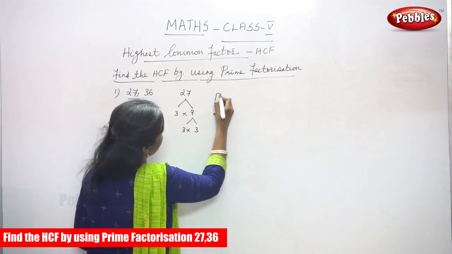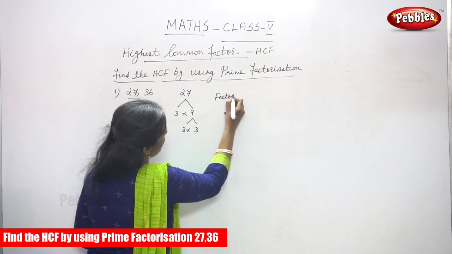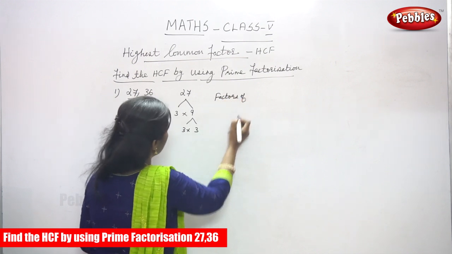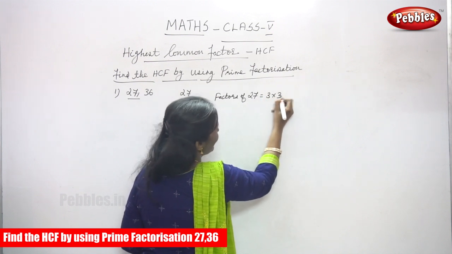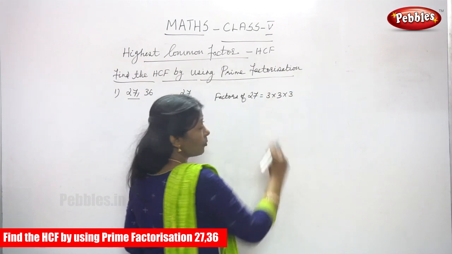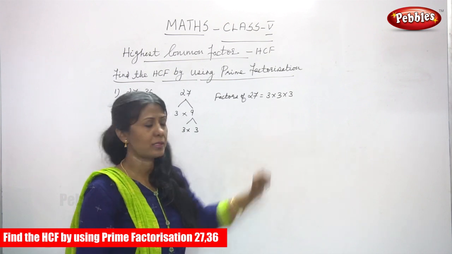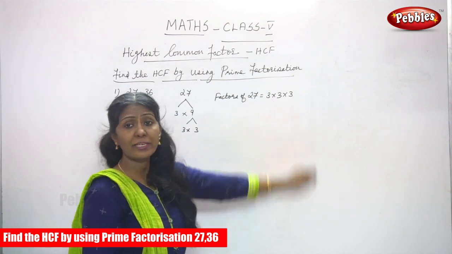So factors of 27 is equal to 3 into 3 into 3. So 3 into 3, 9. 9 into 3, 27.